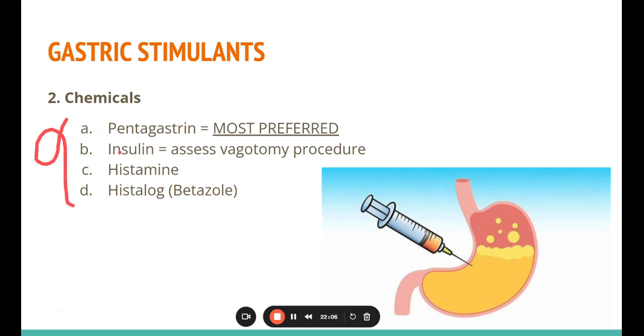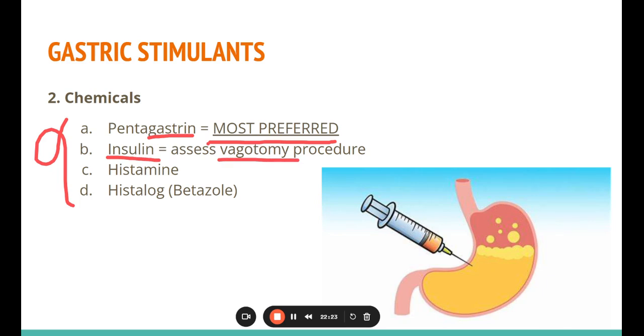Among the four chemicals, pentagastrin is most preferred. Why? Because it is also a gastrin, or it resembles the gastrin produced by the G cells. Next, insulin. It is used to assess vagotomy procedure.